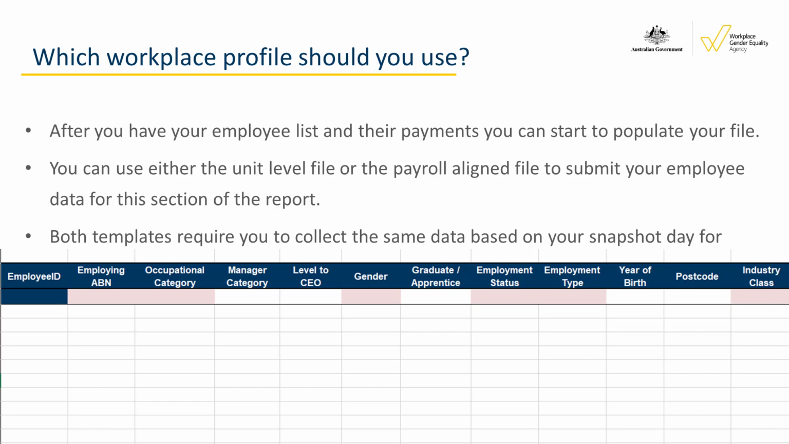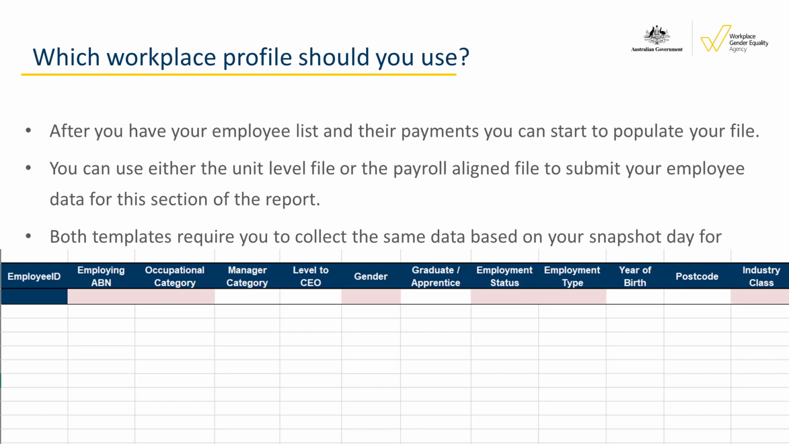And finally, industry class. This is a 4-digit code that must match one of the industries you confirm when you start your report in the employer portal. The next step is to enter the salary and remuneration information, and this differs depending on which file you choose to use.